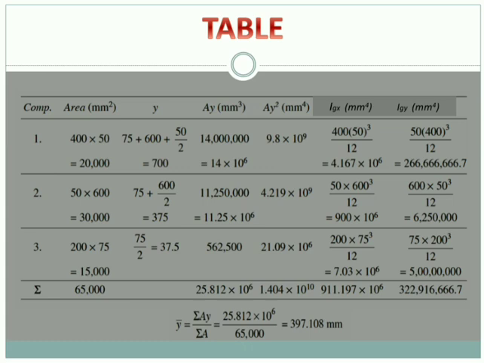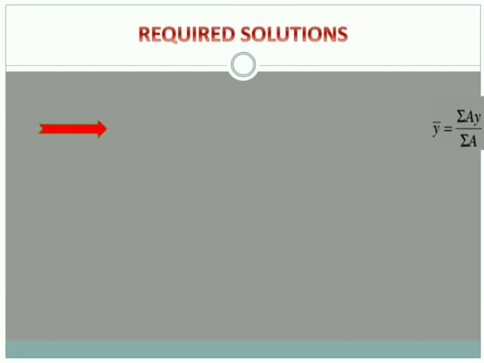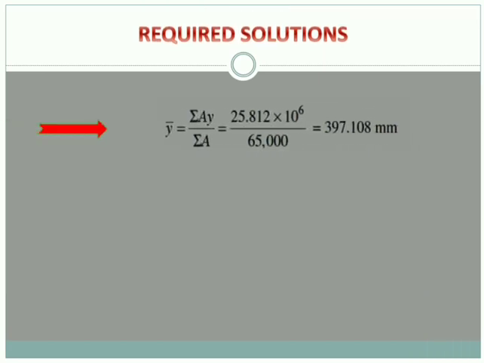Second is your notes. Next, let's locate y bar. Again I am repeating, we are not locating x bar because this figure is symmetrical about the vertical axis. Directly x bar is 200, we need not locate it. So let's locate y bar using the formula summation AY upon summation A. We get the y bar as 397.108 mm. Now this is the most important calculation part which we will be dealing with. This is as per the steps.